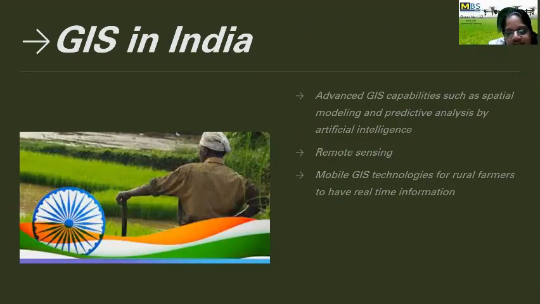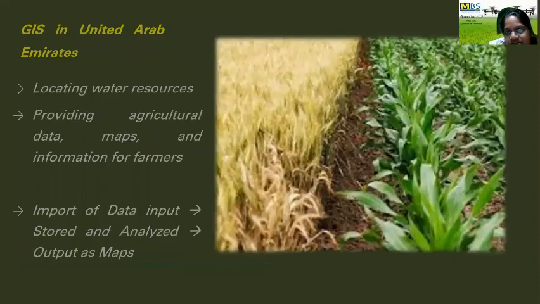As far as India is concerned, its economy has a large portion in the agriculture sector. Therefore, they use artificial intelligence to make use of advanced GIS technologies. Mobile GIS technologies are also available for farmers, who can gain real-time news about their cultivation. Next slide.